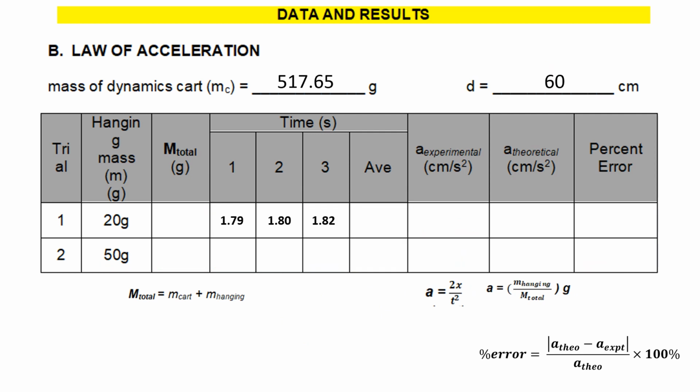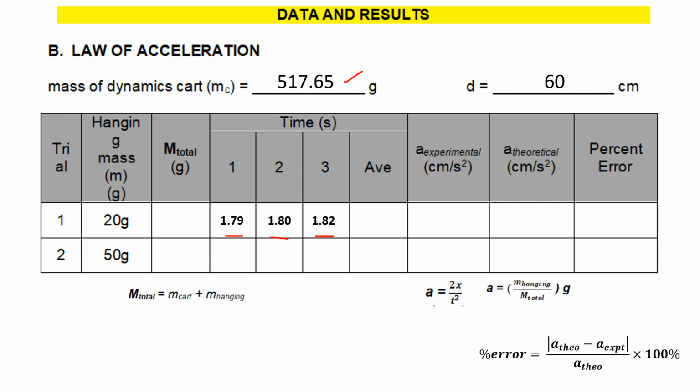Suppose we have these values. After measuring the cart using the top loading balance, we found that the cart has a mass of 517.65 grams. Then we set the distance at 60 centimeters. After doing the 3 trials, the values for the time are 1.79, 1.80, and 1.82. We need to get the average, so let me start computing for the experimental value.